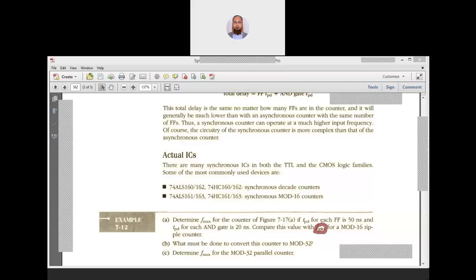In the ripple counter, the flip flop delay is 50 nanoseconds. So you can calculate the total delay of a 4-bit ripple counter using each flip flop delay and then compare this with the synchronous counter. Next, what must be done to convert this counter to mod 32? What changes do we have to make to get mod 32? You have to see this. Determine F max for the mod 32 parallel counter and then do this operation. I'm giving you 2-3 minutes. Try calculating quickly and give the answers in the chat.